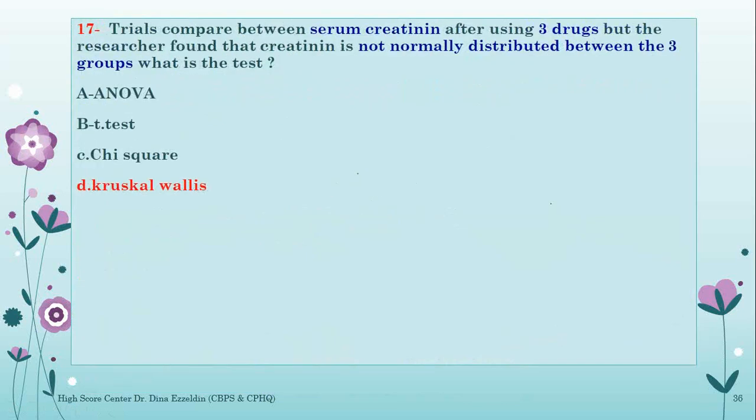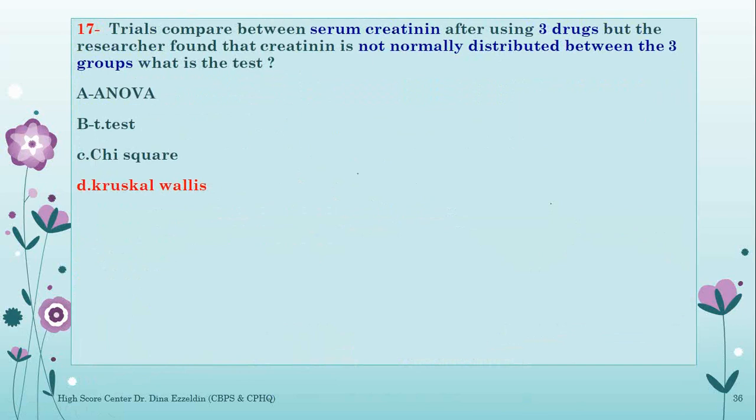Trials compare serum creatinine after using three drugs. Serum creatinine is accepted to be a decimal number, so it's continuous data. Using three drugs, but the researcher found that creatinine is not normally distributed. Continuous data, but not normally distributed, so we will consider it as ordinal data.